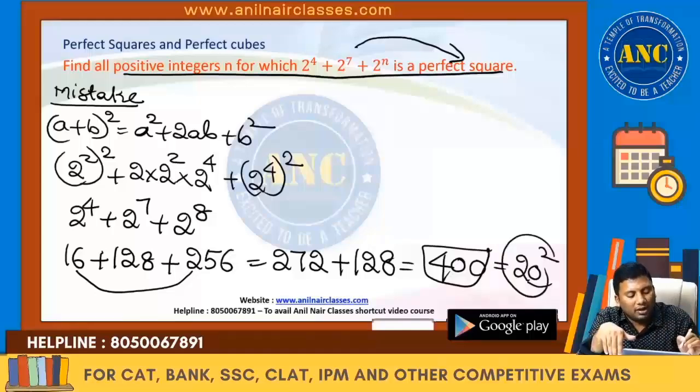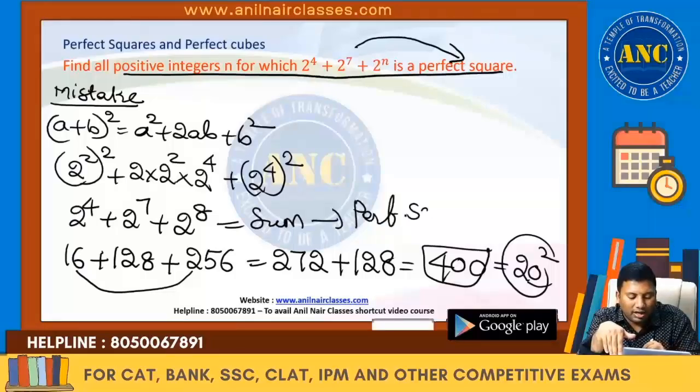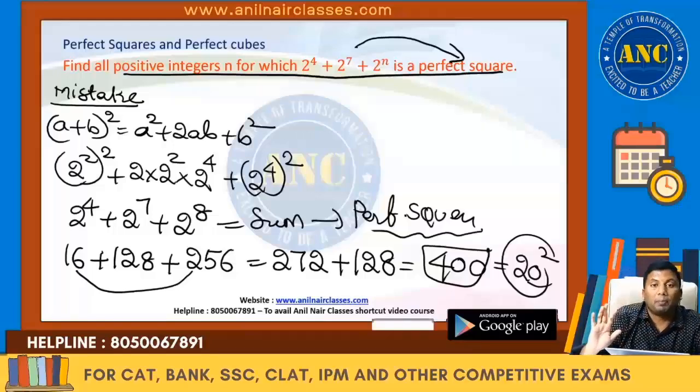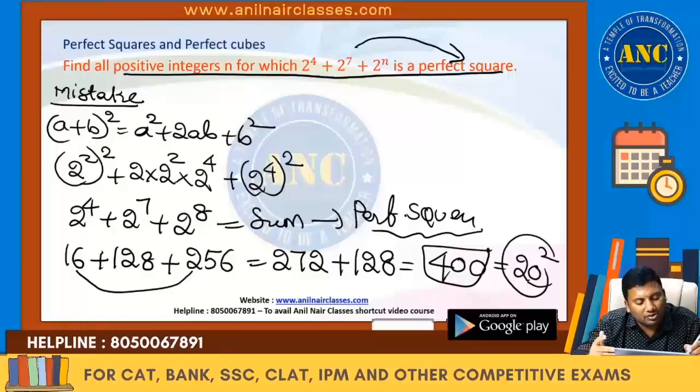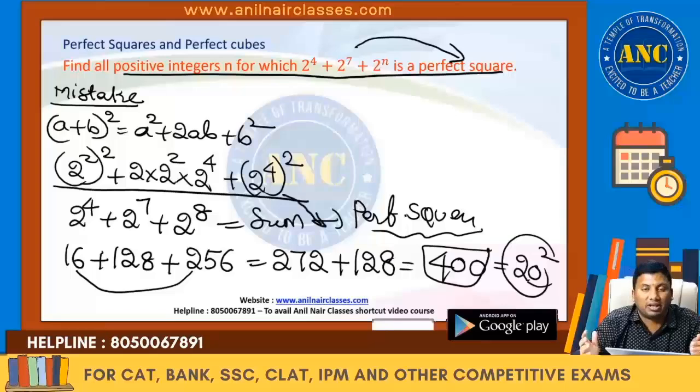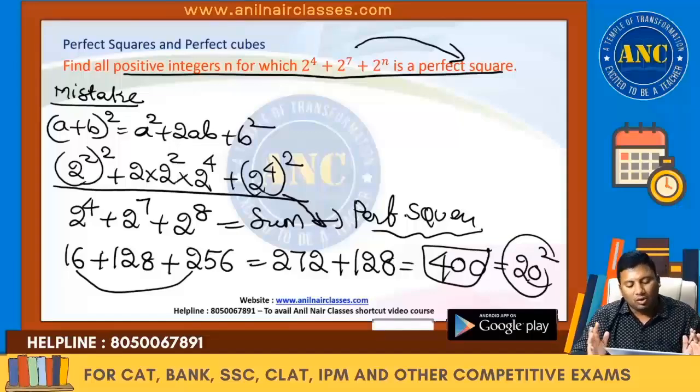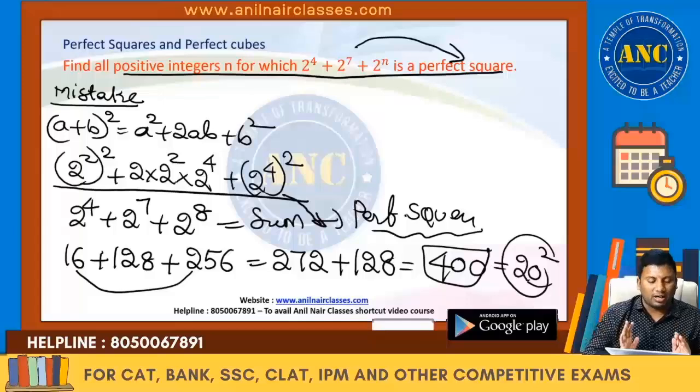Always remember, whenever you are doing this, the sum should be a perfect square. If you are getting a perfect square, then this approach is right. If the sum is not a perfect square, then you are in a danger zone. Are you all with me? To avoid this danger zone, let us do a method 2 approach. Method 1, I hope it is clear.